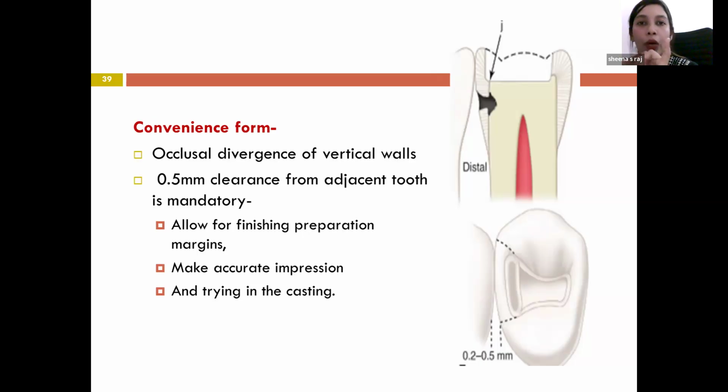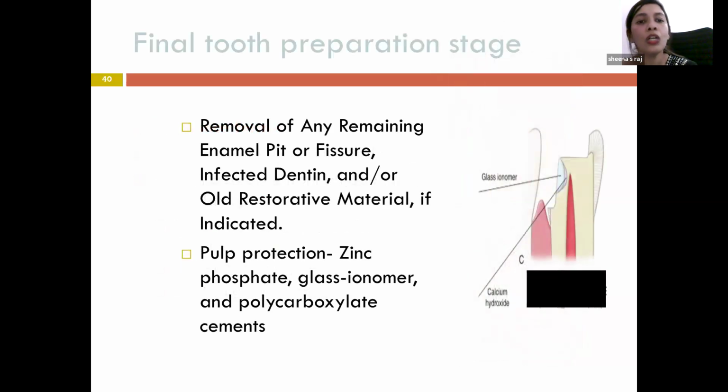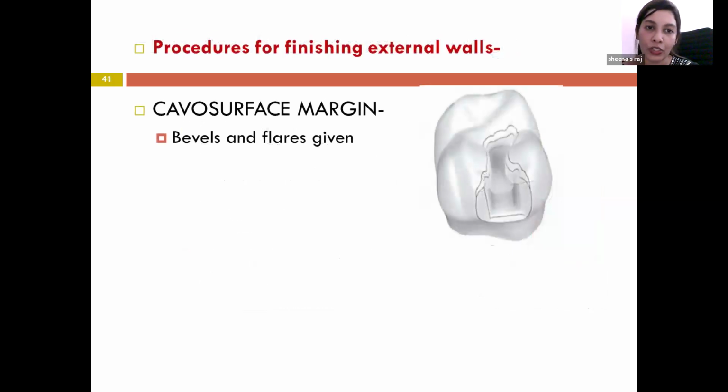Hope you understood. So now we have studied the outline form, enamel margin strength in outline form, second, primary resistance form, retention form, and convenience form. So the final tooth preparation steps, as we have studied in amalgam, we have to remove the remaining pits, fissures, and old restorations. If there is a requirement of pulp protection, we have to give it. Talking about the cavosurface margin, we will be giving bevels and flares here. The cavosurface margin will be explained in the next slide.